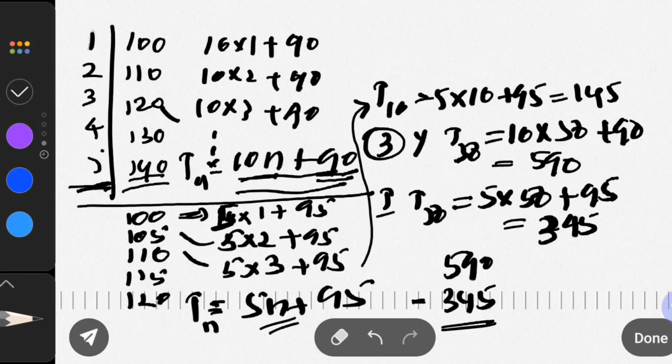So the difference between 590 and 345: how much more has Yasmi saved than Indunil? The difference is 145, so she would have saved 145 rupees more.